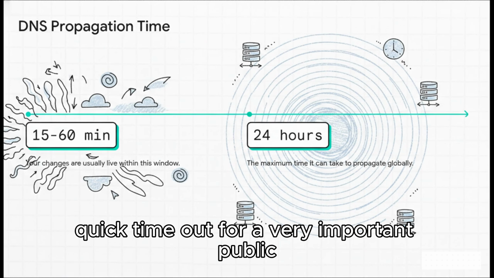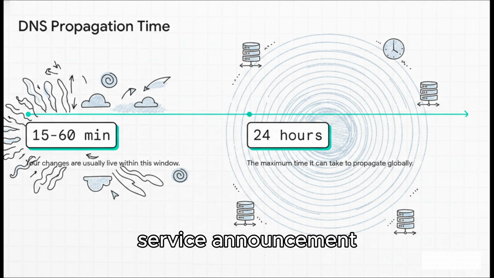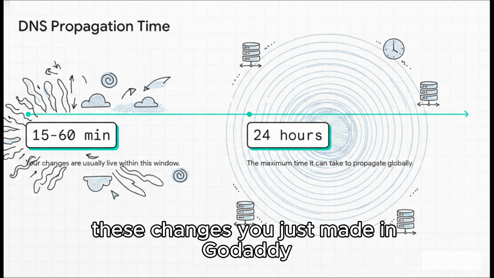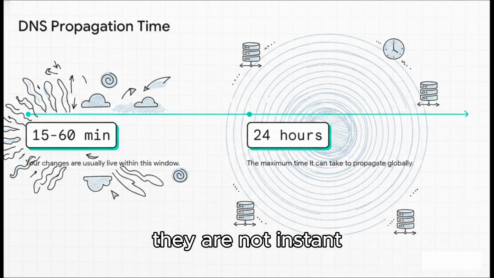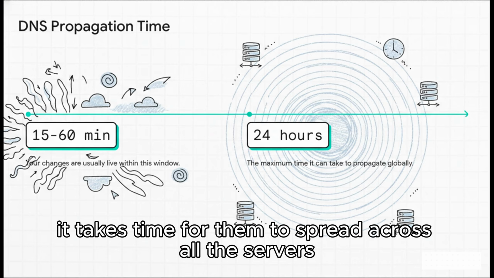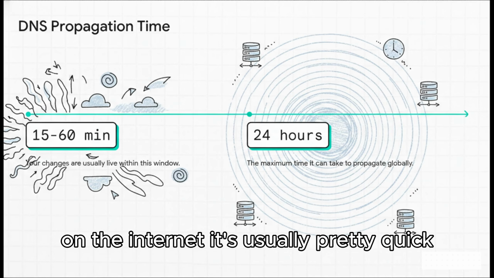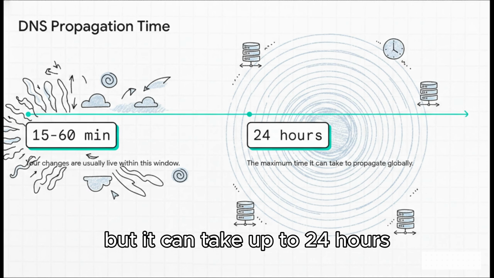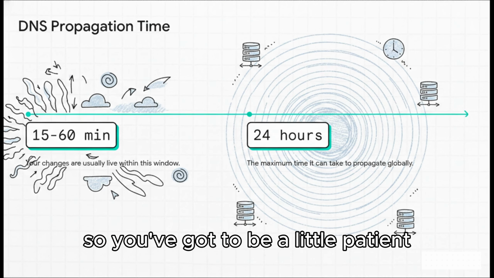Okay, quick timeout for a very important public service announcement. These changes you just made in GoDaddy, they are not instant. It takes time for them to spread across all the servers on the internet. It's usually pretty quick, maybe 15 minutes to an hour, but it can take up to 24 hours. So you've got to be a little patient.